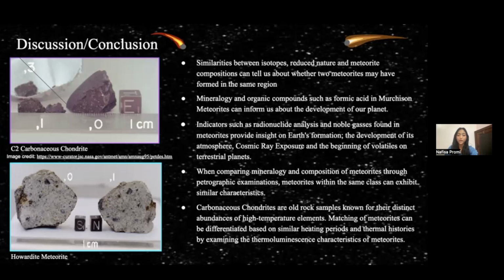Researchers distinguish matching of meteorites based on different heating periods and thermal histories by examining the thermoluminescence characteristics of the meteorites. Thermoluminescence analysis can detect feldspar in meteorites, aiding in meteorite matching. Thermoluminescence measures the light emitted when feldspar minerals are heated. Higher thermoluminescence values suggest heating events, indicating potential matching within meteorite groups.